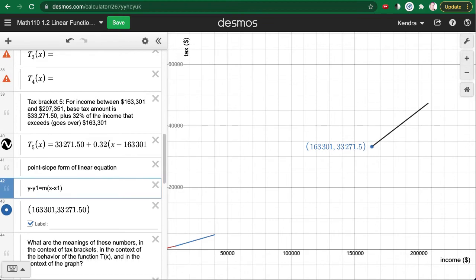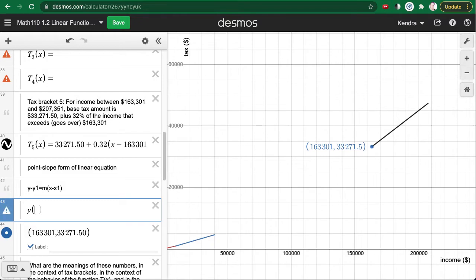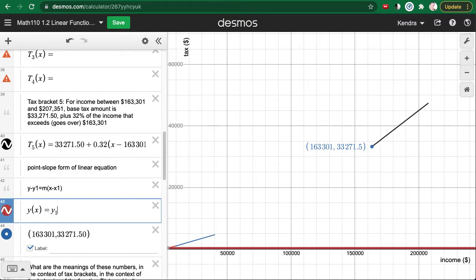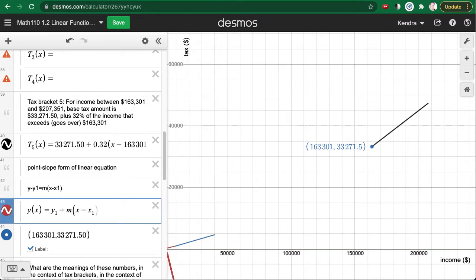And I'm going to write this as an equation. So we have y as a function of x is going to be, if I solve this equation for y, I can write that as y1 plus m times x minus x1. Okay? And what we see is our linear equation is we have some starting value y1, which is really the y value at x1. Okay, I'm going to call this f now, f of x.